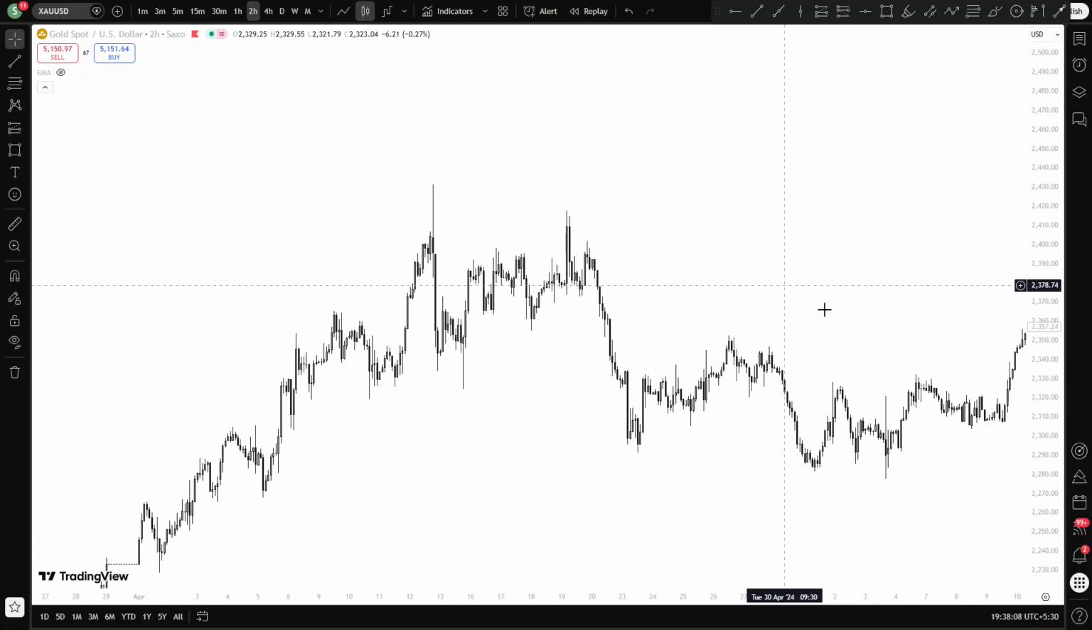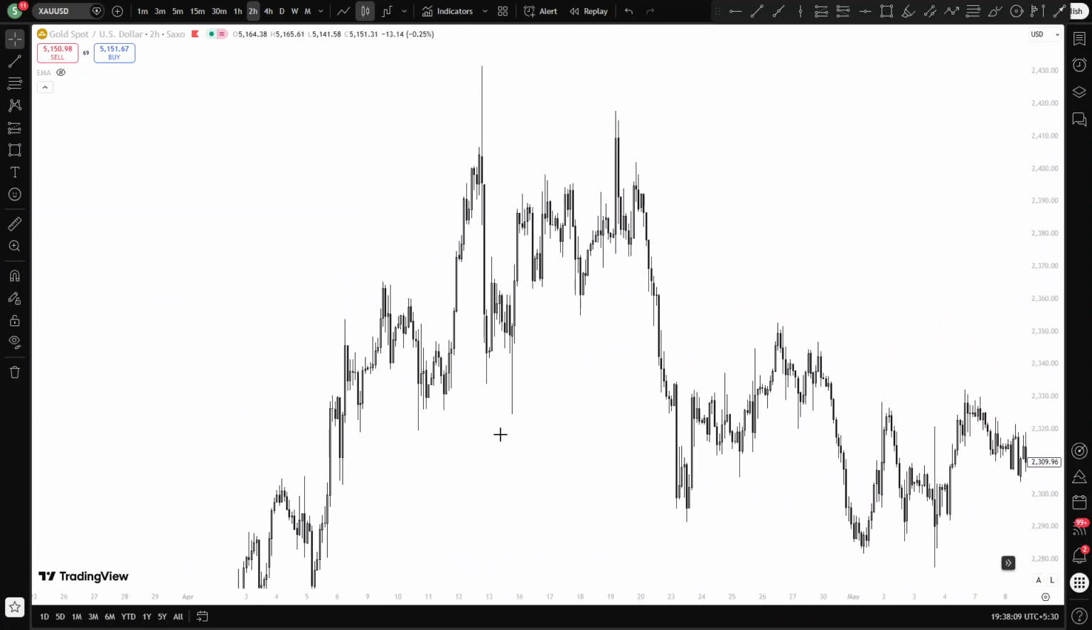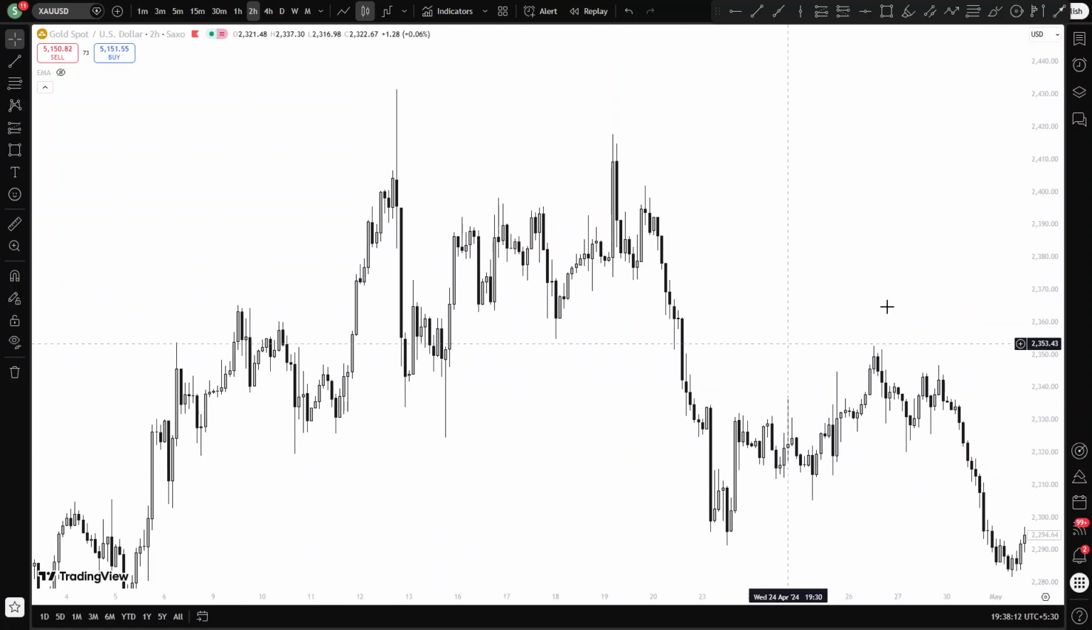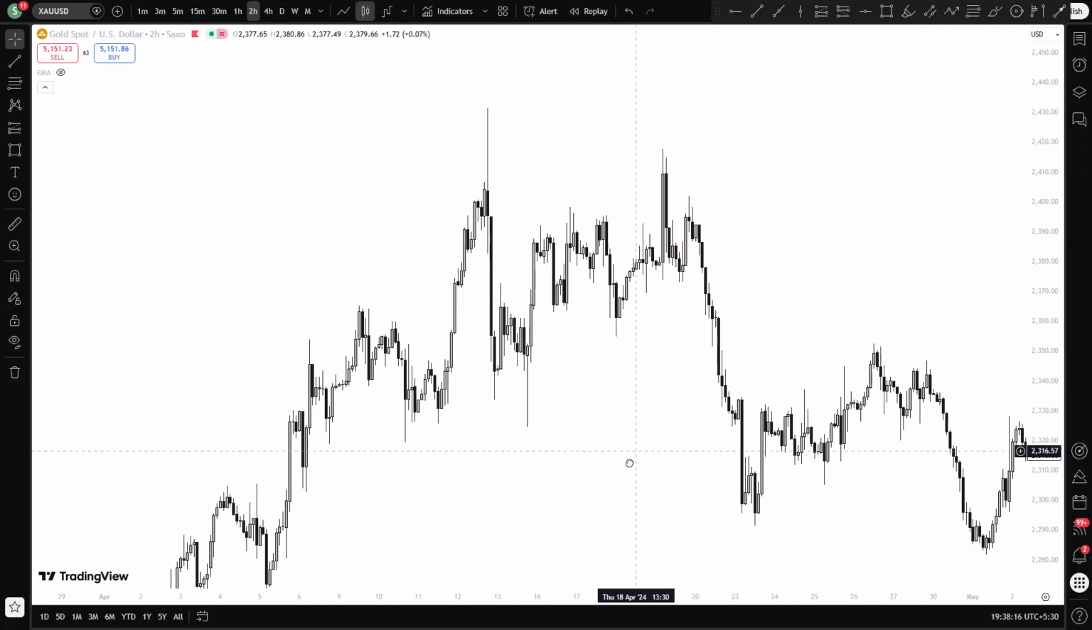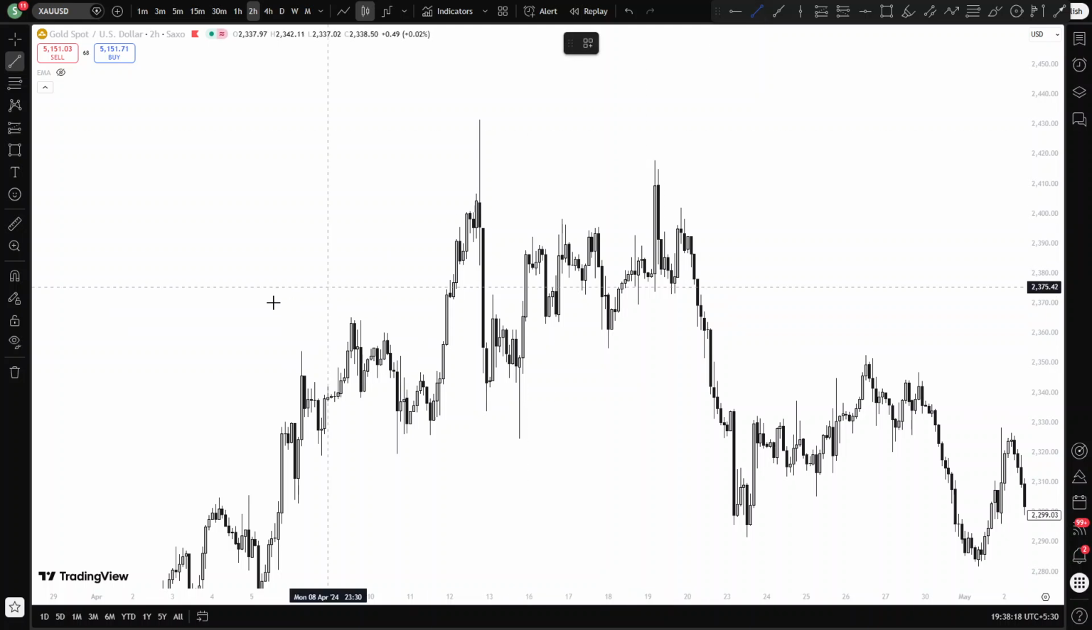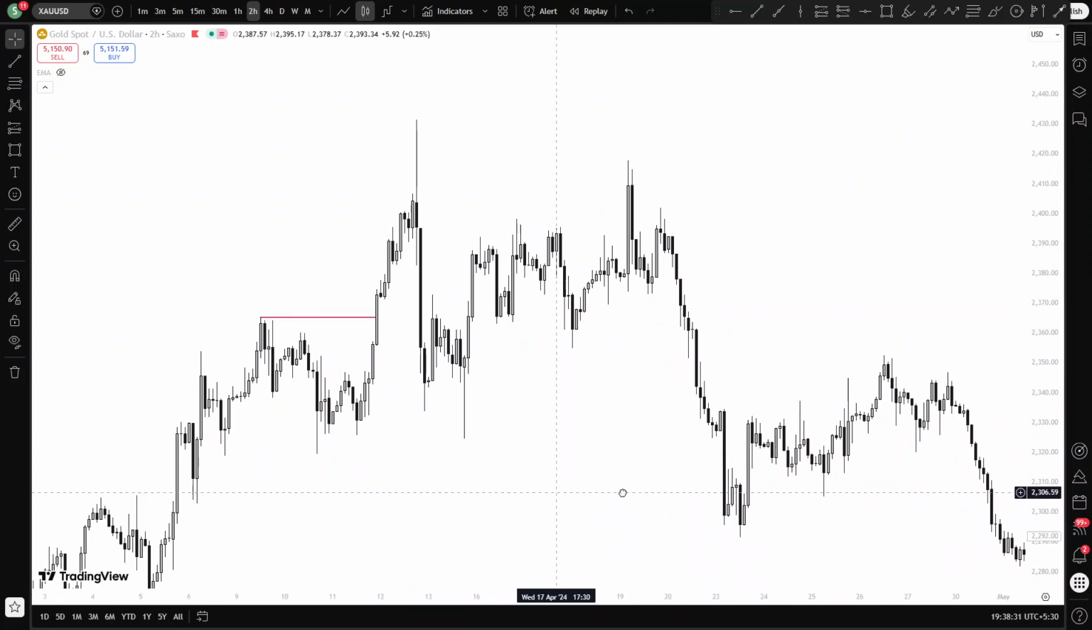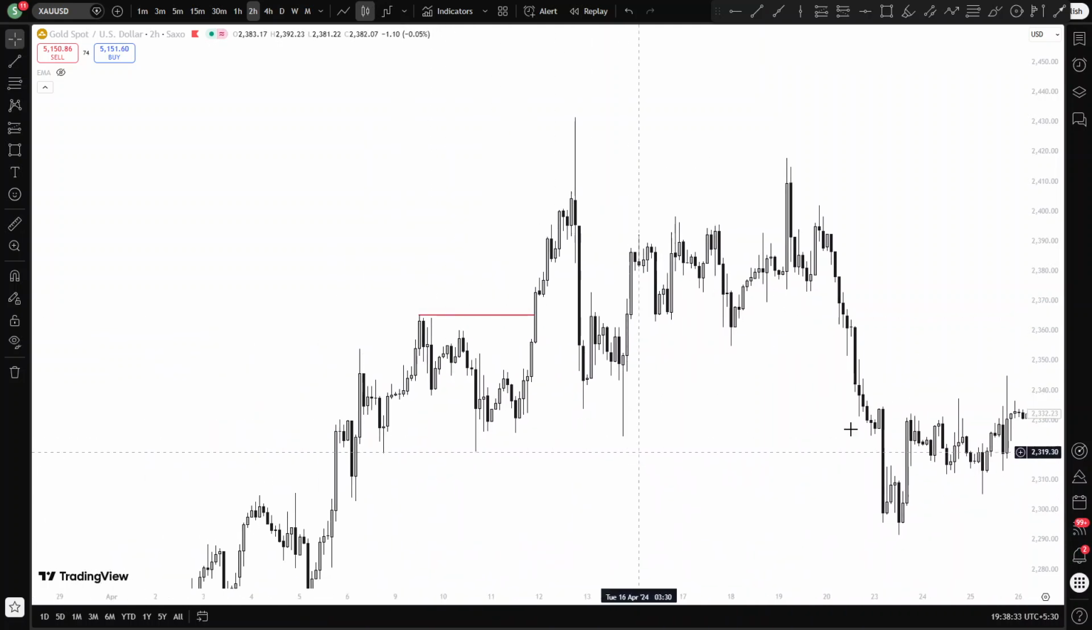Okay, so when you look at this point, let us say this point here, this point is our last higher high. The market gives us a breakout here. The moment the market gives us a breakout here, what are we expecting? We are expecting this point here.